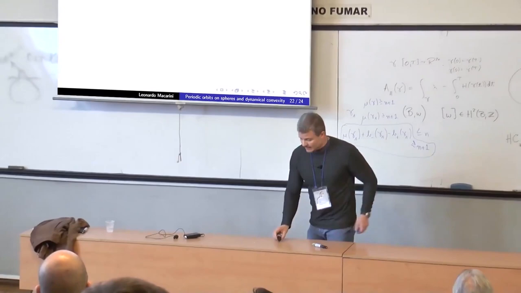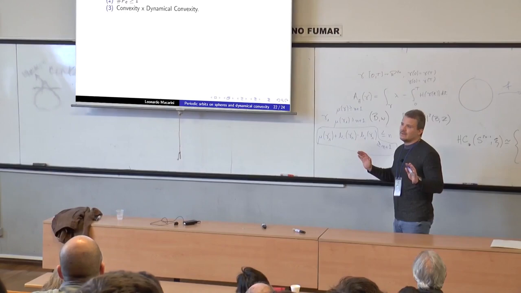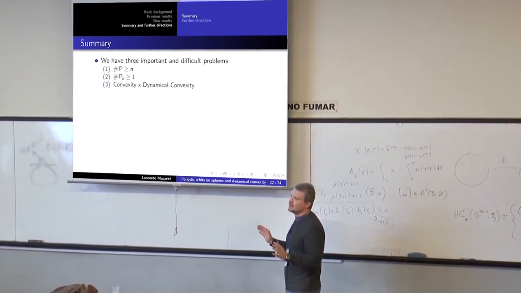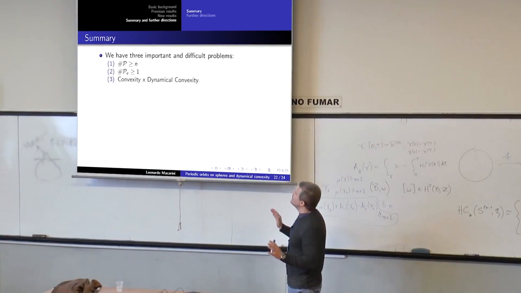So, summarizing, we have three important questions, which are the following. Whether you have at least any closed orbits, any simple closed orbits, at least one elliptic orbit, and the question of convexity versus dynamical convexity.